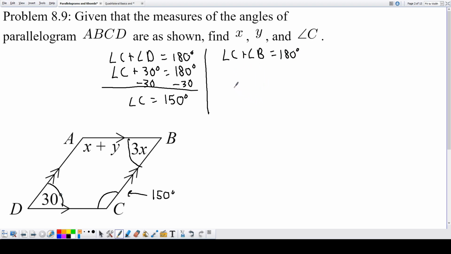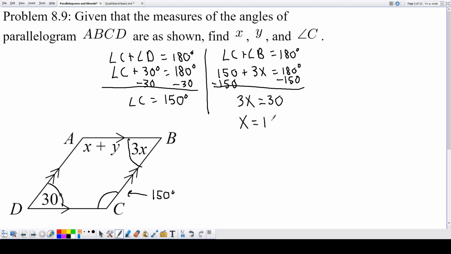Do a little bit of substitution. The angle at C is 150, and the angle at B is 3x. We also can just subtract 150 on both sides to figure out that 3x is equal to 30. And therefore x is equal to 10 degrees. So now we have two of our answers.